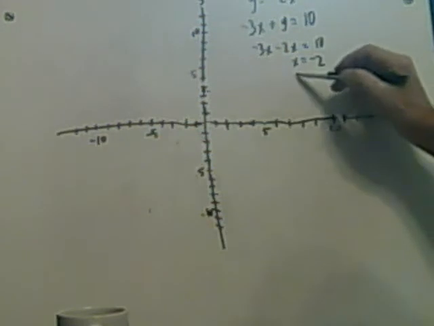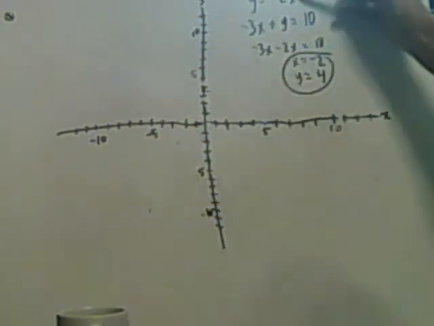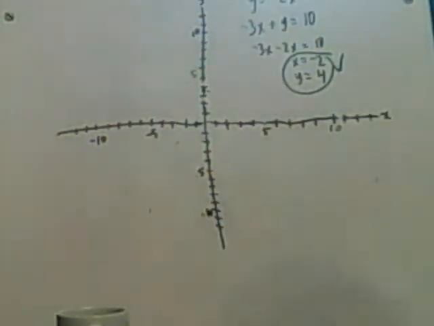So if x is negative 2, then y is equal to 4. So that's definitely a solution to the first one, and we can plug that in for the second one. That would be negative 3 times negative 2, that's positive 6. 6 plus 4 is 10, so this is correct. Solution. Okay, we even double checked our work.